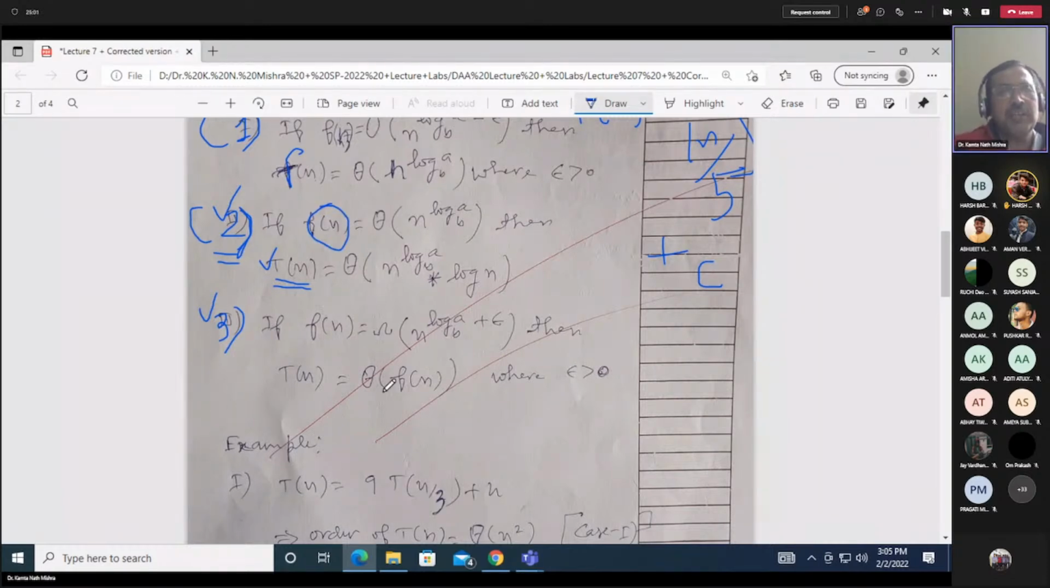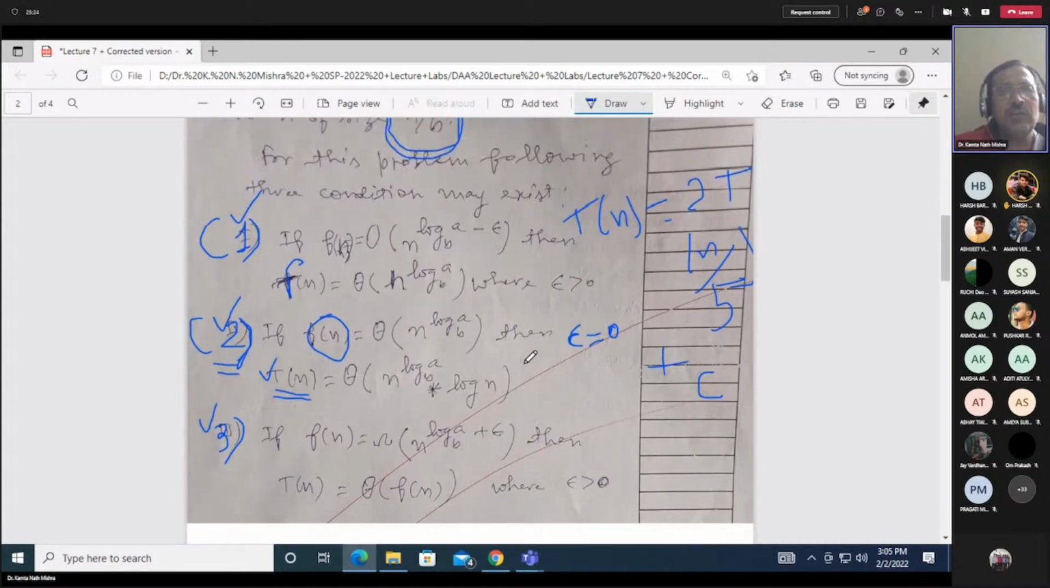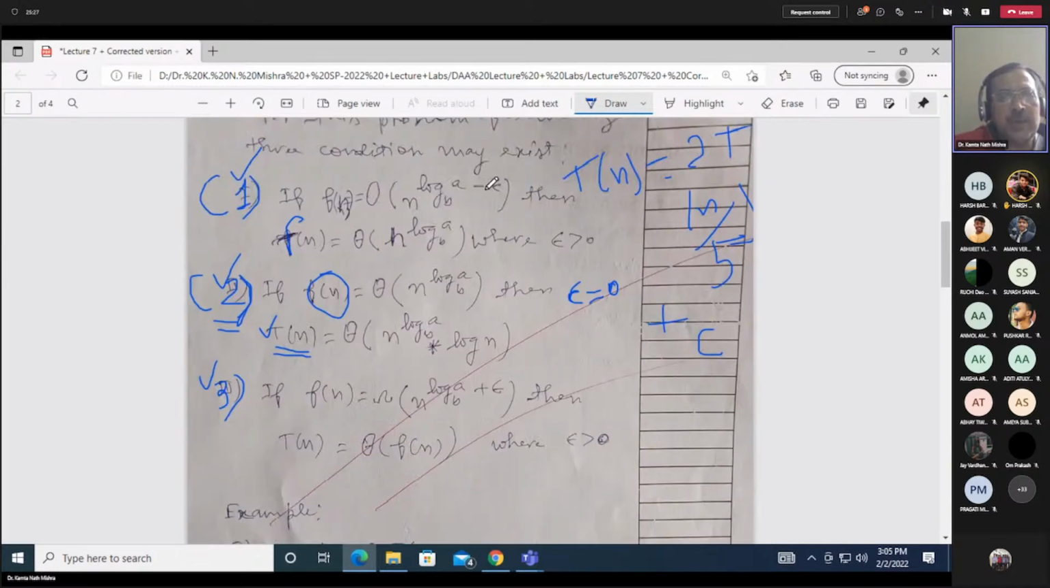Now you read the third equation, and remember in the second condition, what is epsilon here? Zero, yes sir. So in the second condition, epsilon is 0. In the first condition, epsilon was greater than 0, and you subtracted that epsilon. In the third condition also epsilon was greater than 0. Now see this third condition.